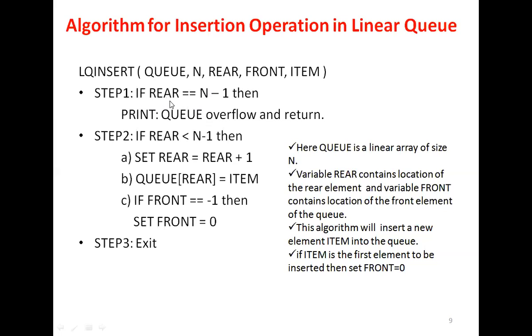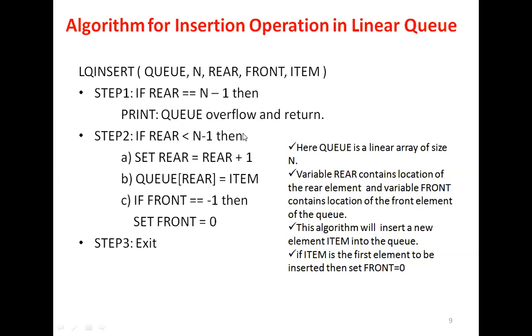We just discussed this condition. If rear equals n minus 1, what is n? n is the total size of the queue, and the index starts from 0. That's why the rear value will go up to a maximum of n minus 1. So if the value of rear equals n minus 1, then print the message Q overflow and return. The queue is full, so you cannot insert a value. Return means you exit from the program, because the queue is full, so no need to proceed further.